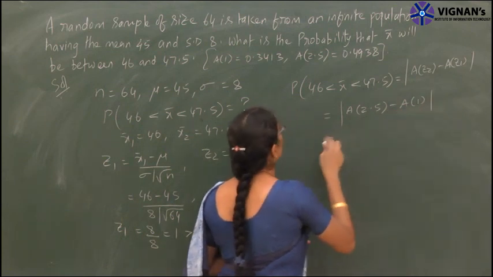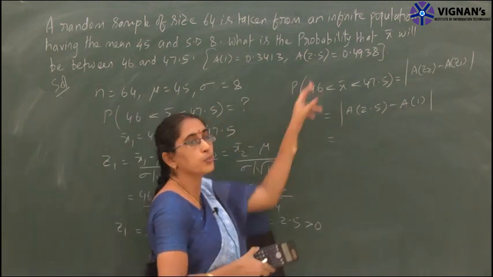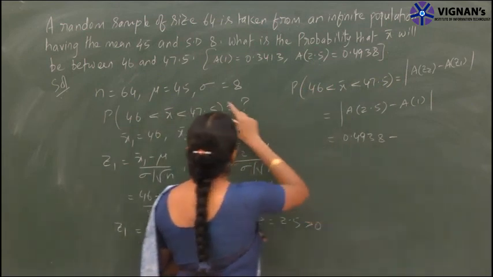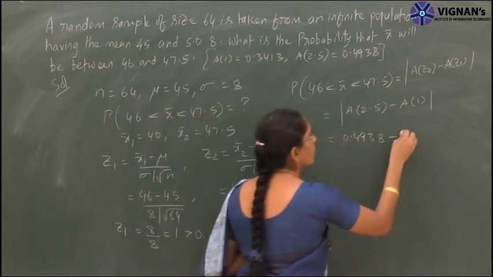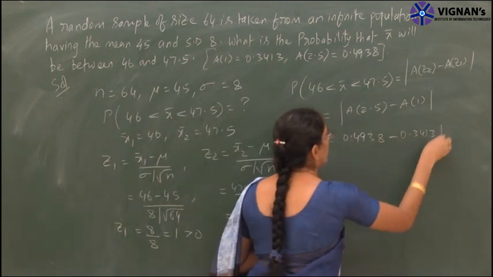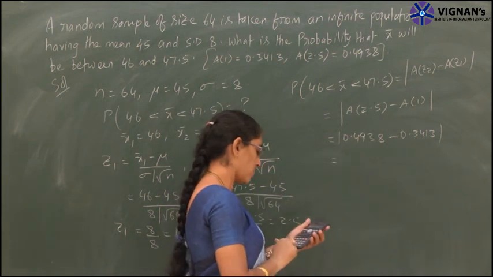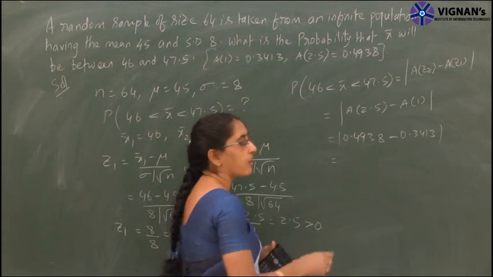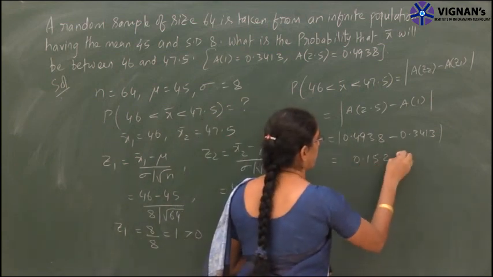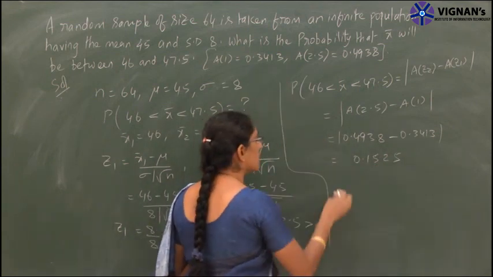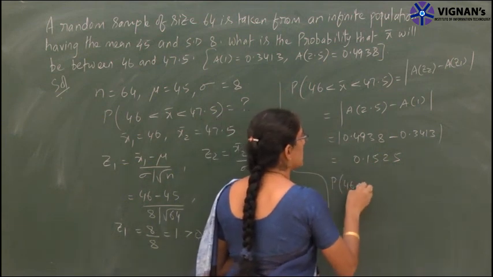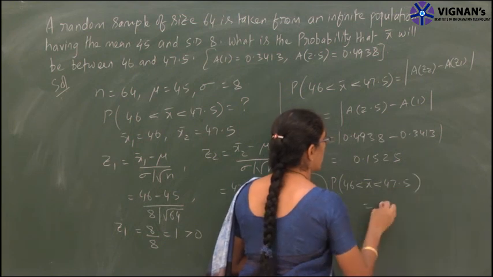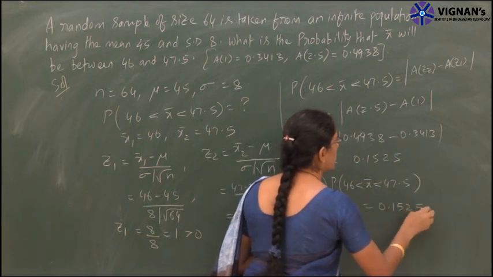So it is given in the question area value of 2.5 is 0.4938 minus area value of 1 is 0.3413. Okay, so this is 0.4938 minus 0.3413 is 0.1525 here. So that means the probability that 46 less than x bar less than 47.5 is equal to 0.1525.